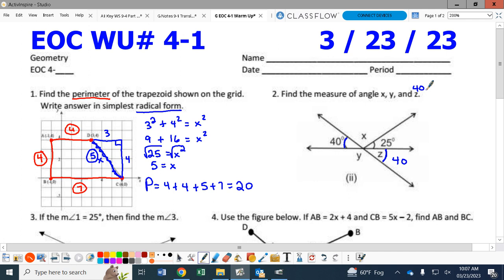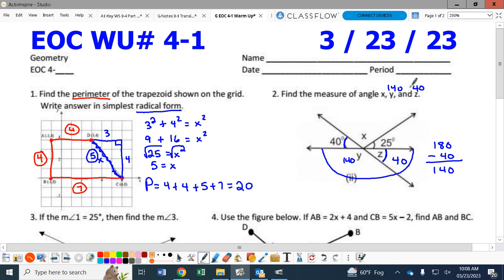Okay? The next thing I'm going to do is find out what Y is, because it's very easy to use the fact that this is a straight line and every straight line adds up to 180. I take 180 and I subtract the 40 that we just found. And what does that leave you for Y? 140. So Y is going to be 140. Everybody got 140? Everybody's good on Y? Anybody have any questions?